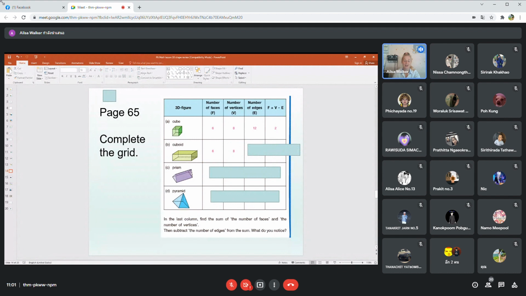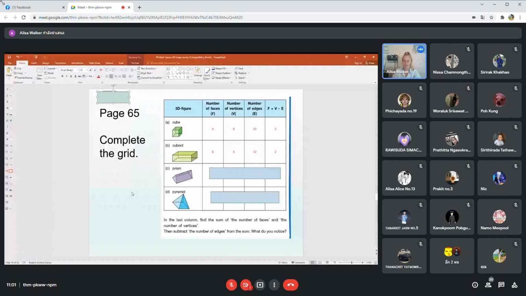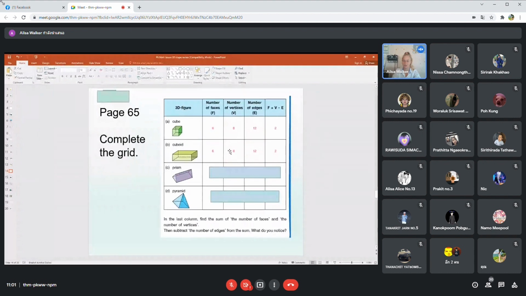And how many edges for the cuboid? Did you get an answer? Take a look at the cube. The same answer. 12, yes. Good. Which means this sum will be the same as well. Faces plus vertices minus edges equals 2. They are the same. Let's take a look at the prism then.